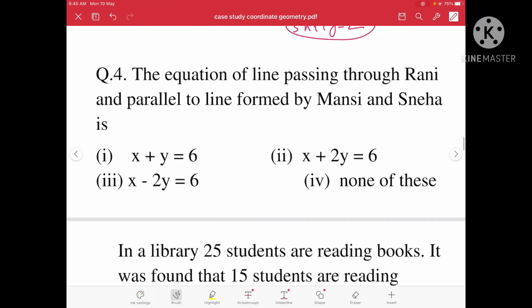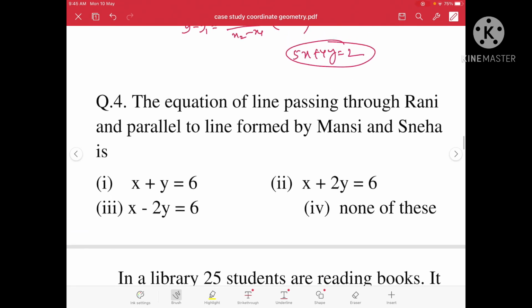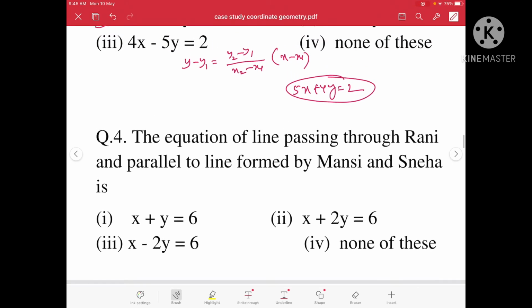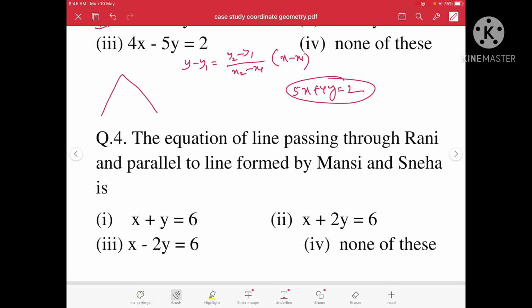Now comes question number 4: the equation of the line passing through Rani and parallel to the line formed by Mansi and Sneha. We know the triangle is like this. Here is Rani at the point (2, -2), here is Mansi at the point (1, 1), and here is Sneha at the point (-1, 0). We have to find a line parallel to MS passing through R. So we have to find the line PQ.